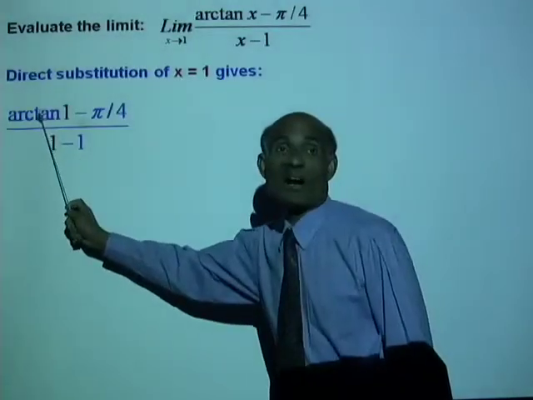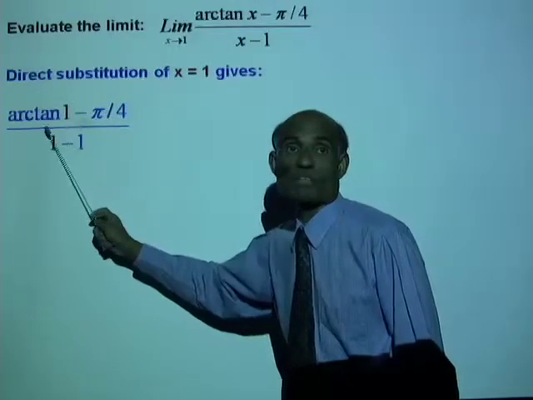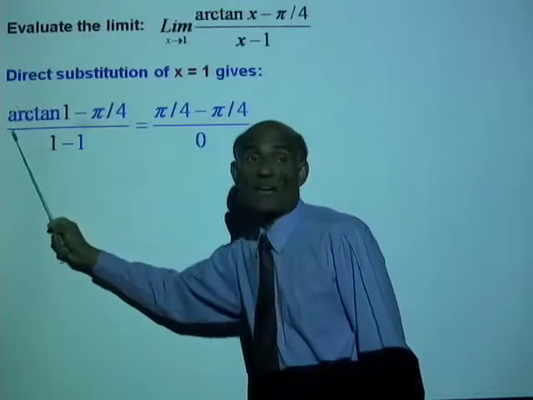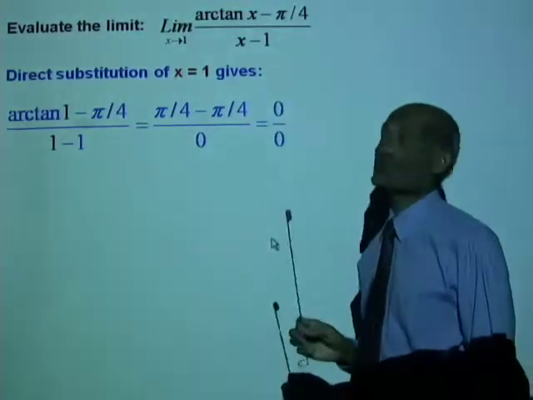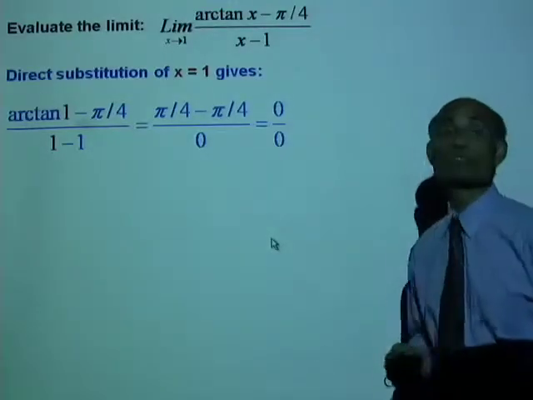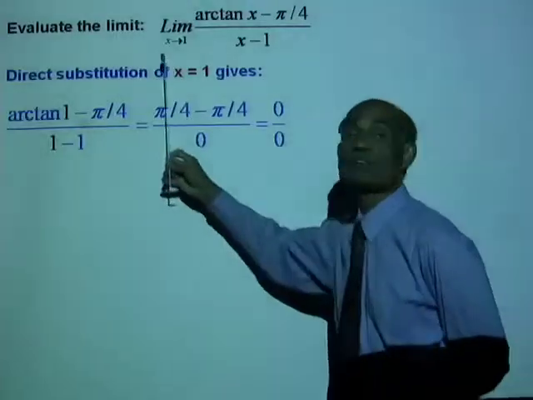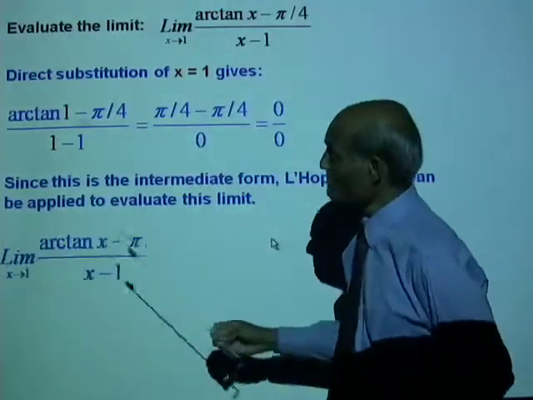So you got arctan 1 minus pi by 4 as the numerator, 1 minus 1 as the denominator, and arctan 1 is pi by 4. So we get the form 0 over 0, which is the intermediate form. Therefore, we can apply L'Hopital's rule. And what is that rule?